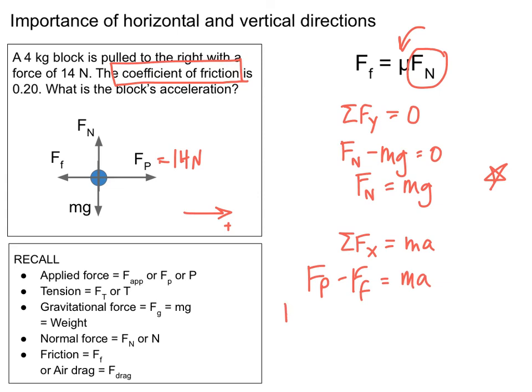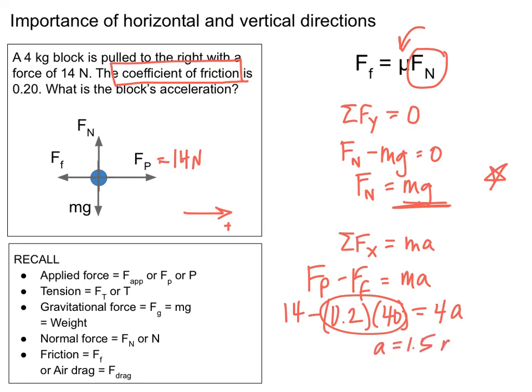Our applied force is 14. Our frictional force is mu, that's this coefficient here of 0.2, times our normal force, which we have figured out here is m times g, so that's going to be 4 kilograms times 10 newtons per kilogram, so 40. And that equals our mass in kilograms, which is 4, times our acceleration. So we would take 14 minus, this comes out to be 8. 14 minus 8 is 6. 6 divided by 4 is 1.5. And that would be to the right if we were asked to give a direction as well.